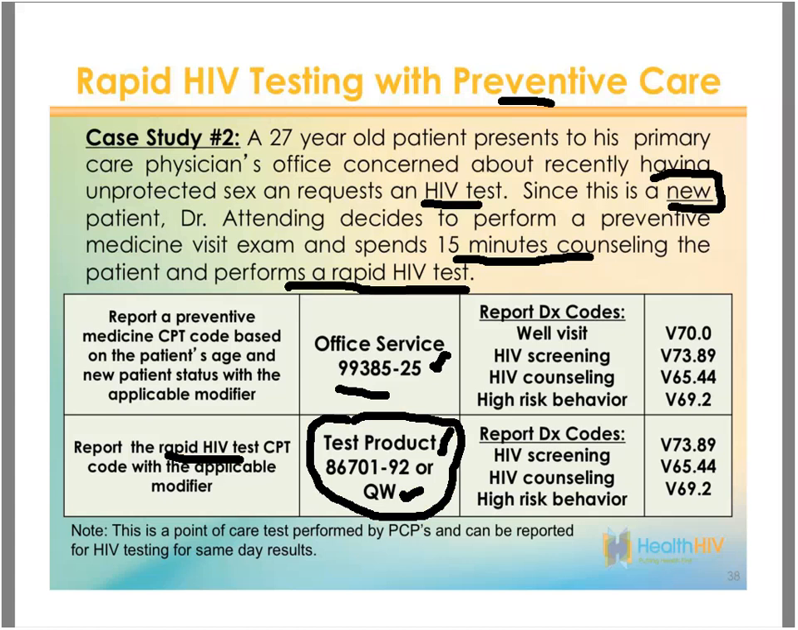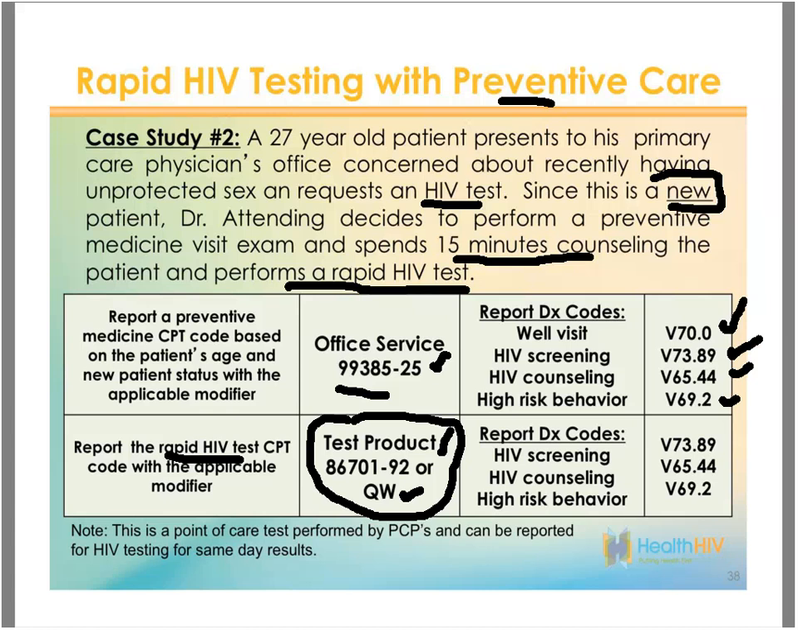Here are all of the diagnoses that tie into the services. So your preventive medicine visit diagnoses, as we discussed earlier, V70.0 is the diagnosis code for preventive medicine visit. The V73.89 is the screening code. You have the counseling code, and you don't necessarily need the code for high-risk behavior, but it's there nonetheless because the documentation says that the patient had unprotected sex.